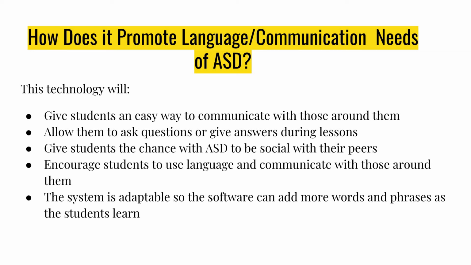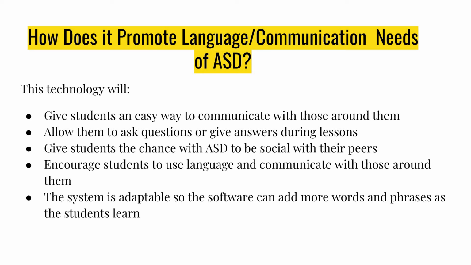And so giving the students a device that can help them speak will be wonderful for them, because though they might not have the ability to speak, they're able to communicate with their peers. And hopefully, just having peers will help them socially and emotionally. It will encourage students to use language and communicate with those around them. So hopefully when giving students this device, they will want to communicate with others, share things with others, and learn from others. And lastly, the system is adaptable.